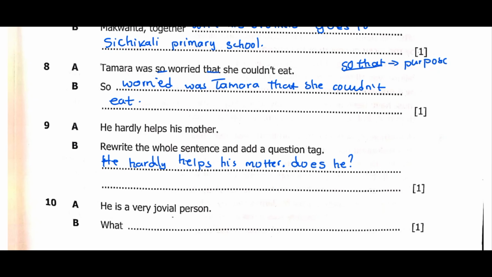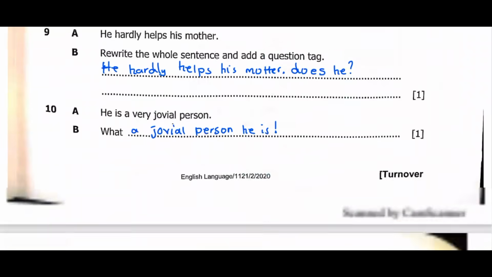Then question 10. He is a very jovial person. Then begin with "what". So: what a jovial person he is! Now here, whenever we begin with "what", our punctuation should be an exclamation mark.